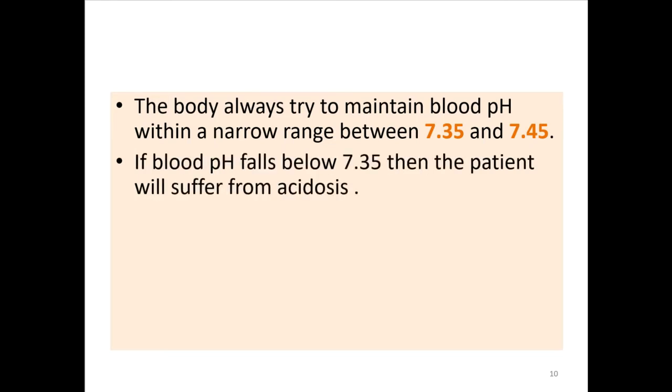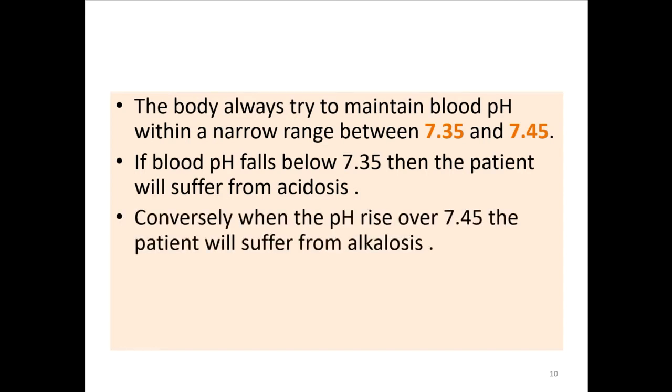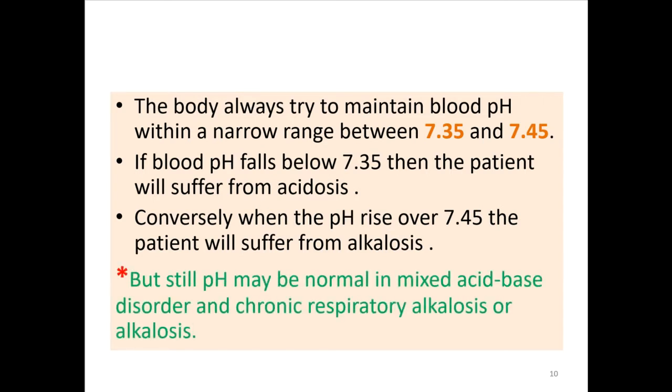If blood pH falls below 7.35, then the patient will suffer from acidosis. Conversely, when the pH rises over 7.45, the patient will suffer from alkalosis. But still, pH may be normal in mixed acid-base disorder and chronic respiratory acidosis or alkalosis.